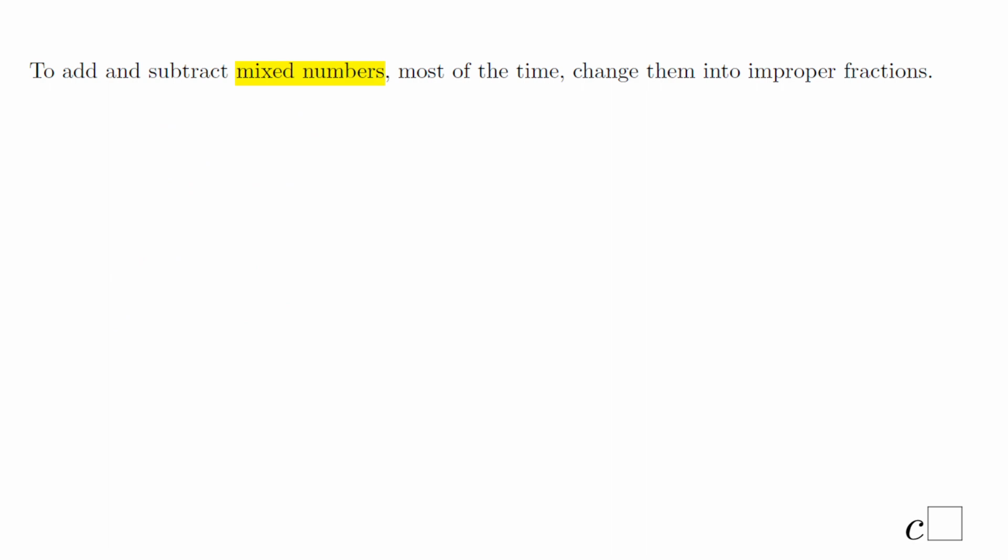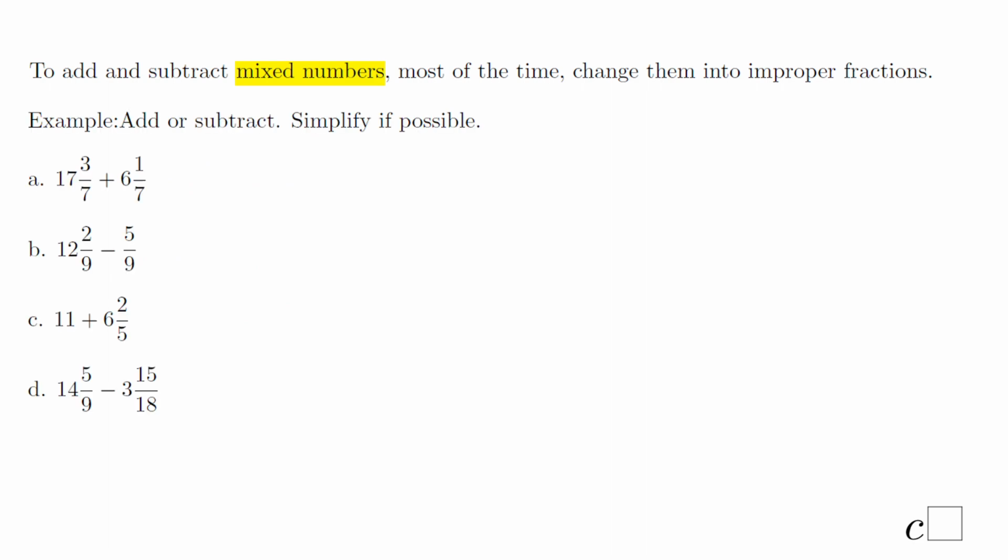What about mixed numbers? Mixed numbers, if you need to add or subtract, most of the time I'd suggest you change them into improper fractions, like in this example. Okay, in this example here, we can keep them exactly like that. We have 17 plus 6, that is 23. And then we have 3 over 7 plus 1 over 7, that is 4 over 7. So that is an example where you don't really need to change it.